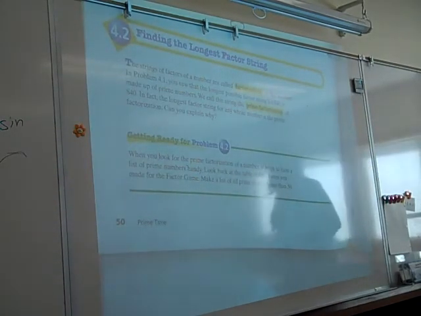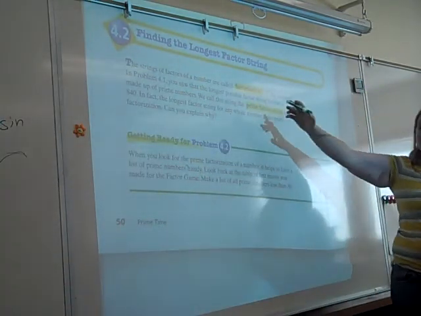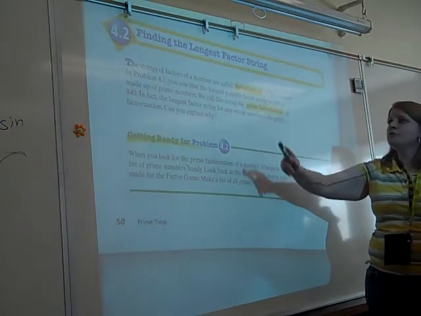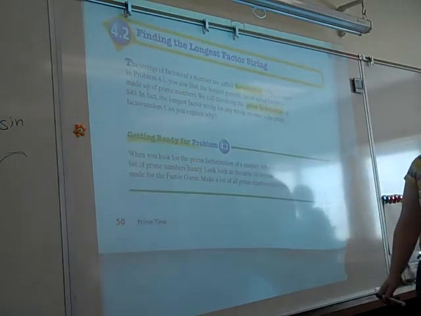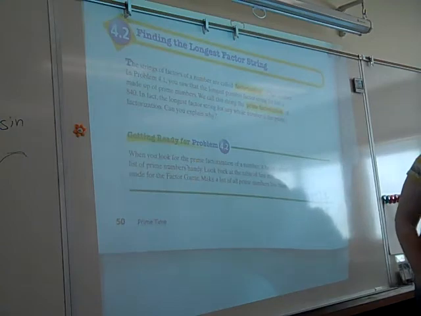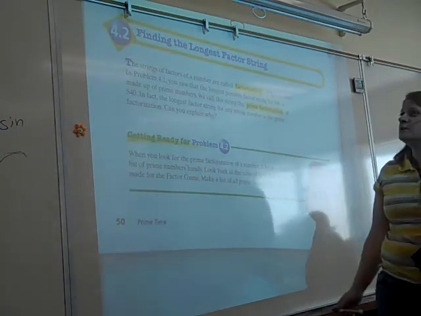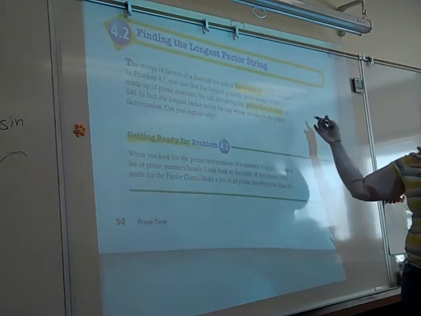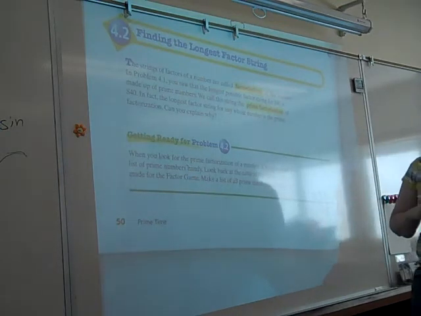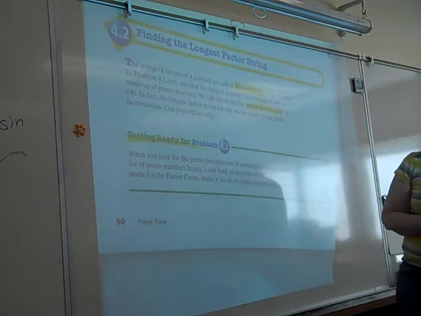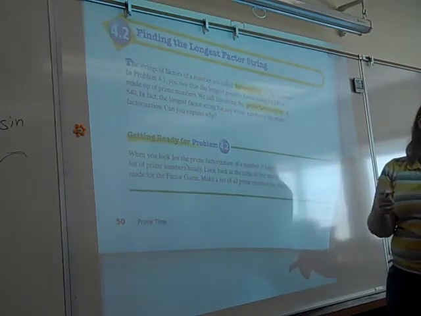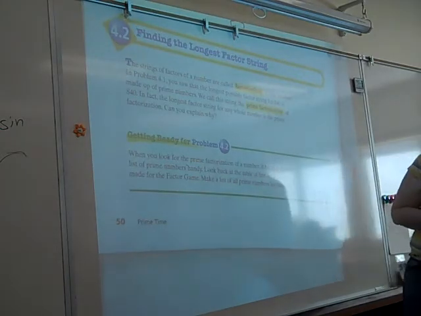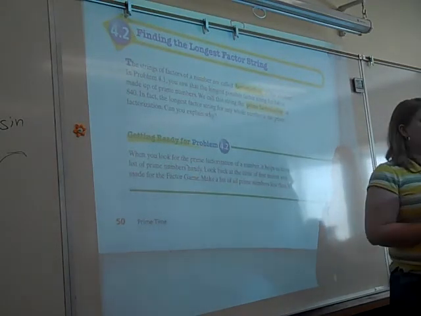Okay, we talked yesterday about factorizations, and I introduced these words yesterday. But just to review, the strings of factors of a number are called factorizations of that number. In problem 4.1, you saw that the longest possible factor string for 840 is made up of prime numbers. We call this string the prime factorization. The what? The prime factorization. Good. In fact, the longest factor string for any whole number is the prime factorization.